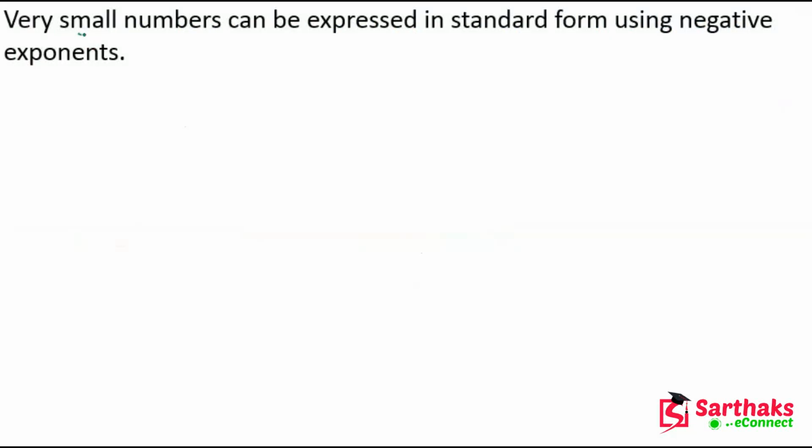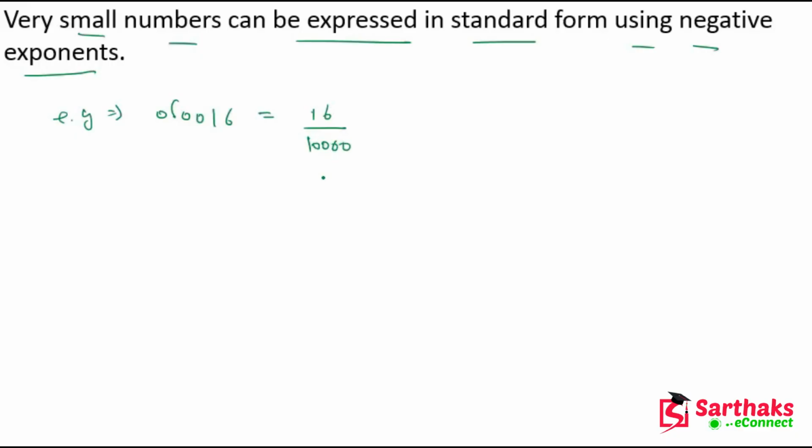Now very small numbers can be expressed in standard form using negative exponents. Using what? Negative exponents. For example, suppose we have 0.0016. Now we have to express this in standard form. For converting this, first of all, if we remove this point, we get 16 upon, after the decimal, how many digits? 4, so we can write 10000.